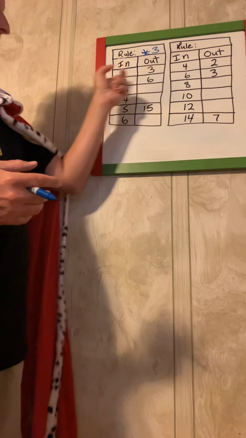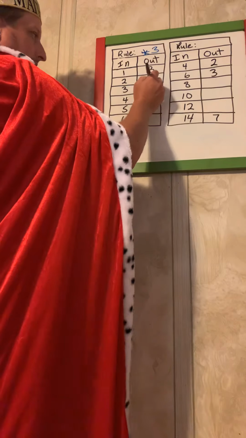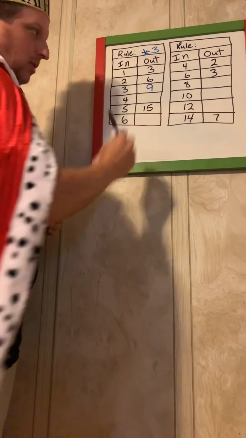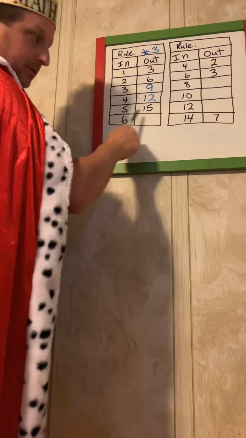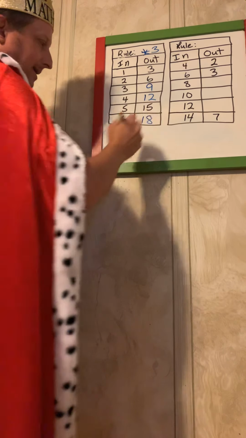So we've already had the first two done for us. Let's go to the next one. 3 times 3 equals 9. 4 times 3 equals 12. And this one's done for us, so I go down here. 6 times 3 equals 18.